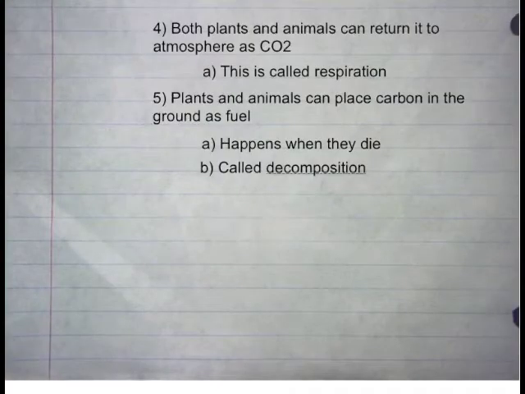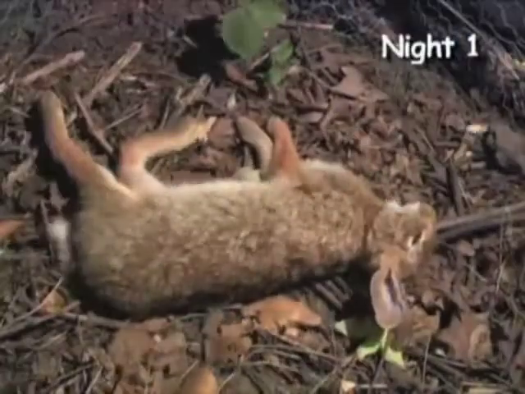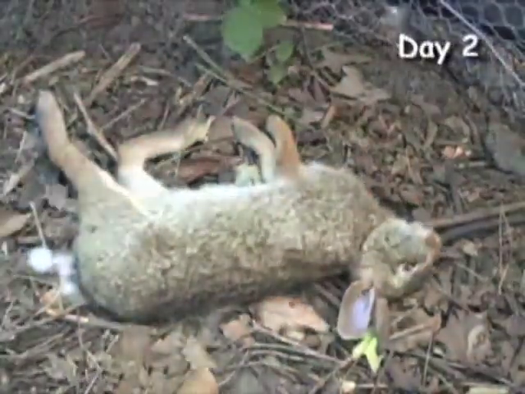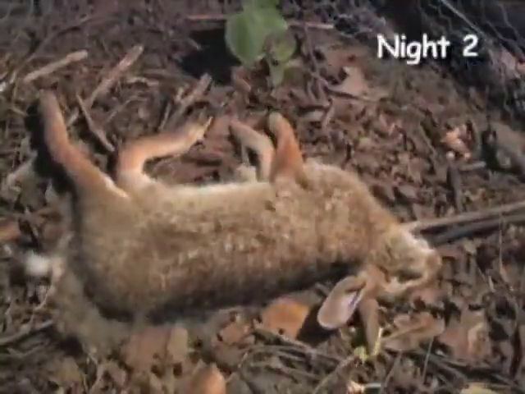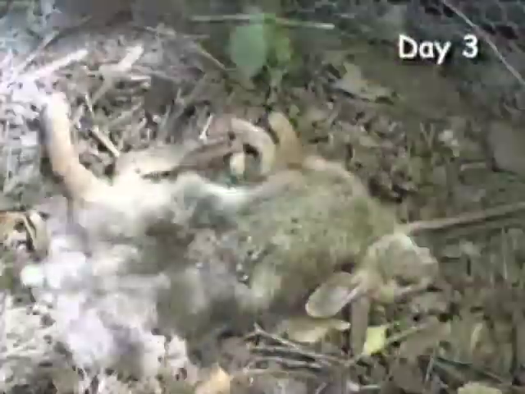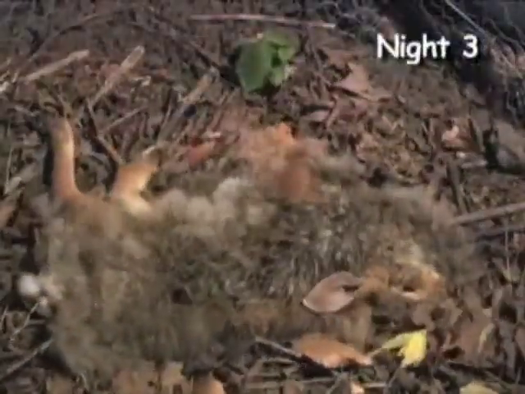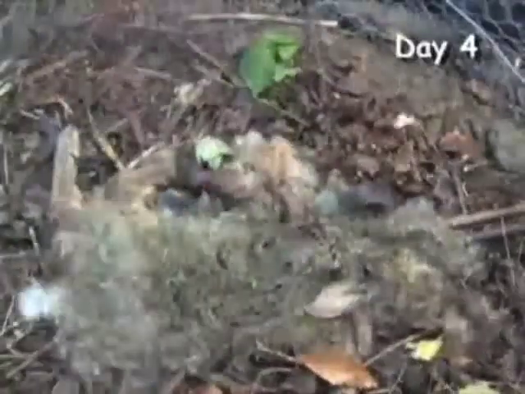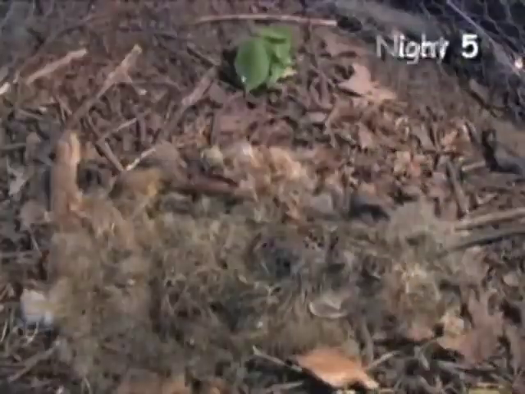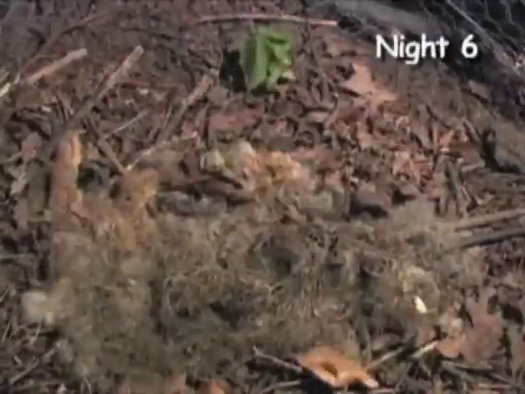That's CO2. Plants and animals can place carbon in the ground as fuel. This happens when they die, called decomposition. When an organism dies, it still has glucose reserved in its body. Instead of returning to the atmosphere, more often than not, the organism slowly breaks down, is covered with dirt, and compressed over time. This sugar then is compressed, changed, and morphed into what we would consider fuel, coal, and oil. You can use this for energy sources.